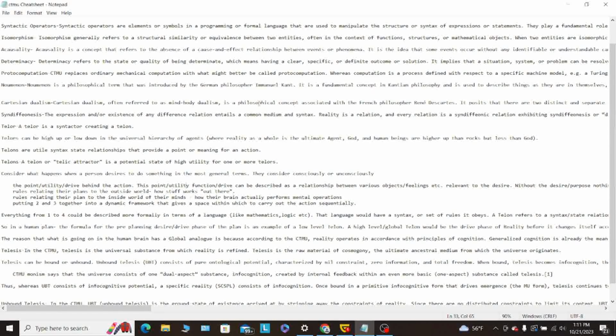Okay, telons are utile syntax state relationships that provide a point or meaning for an action. Okay. What else on this would be useful to go over, if anyone sees? Okay, syndiphonesis real quick, because that's been relevant.